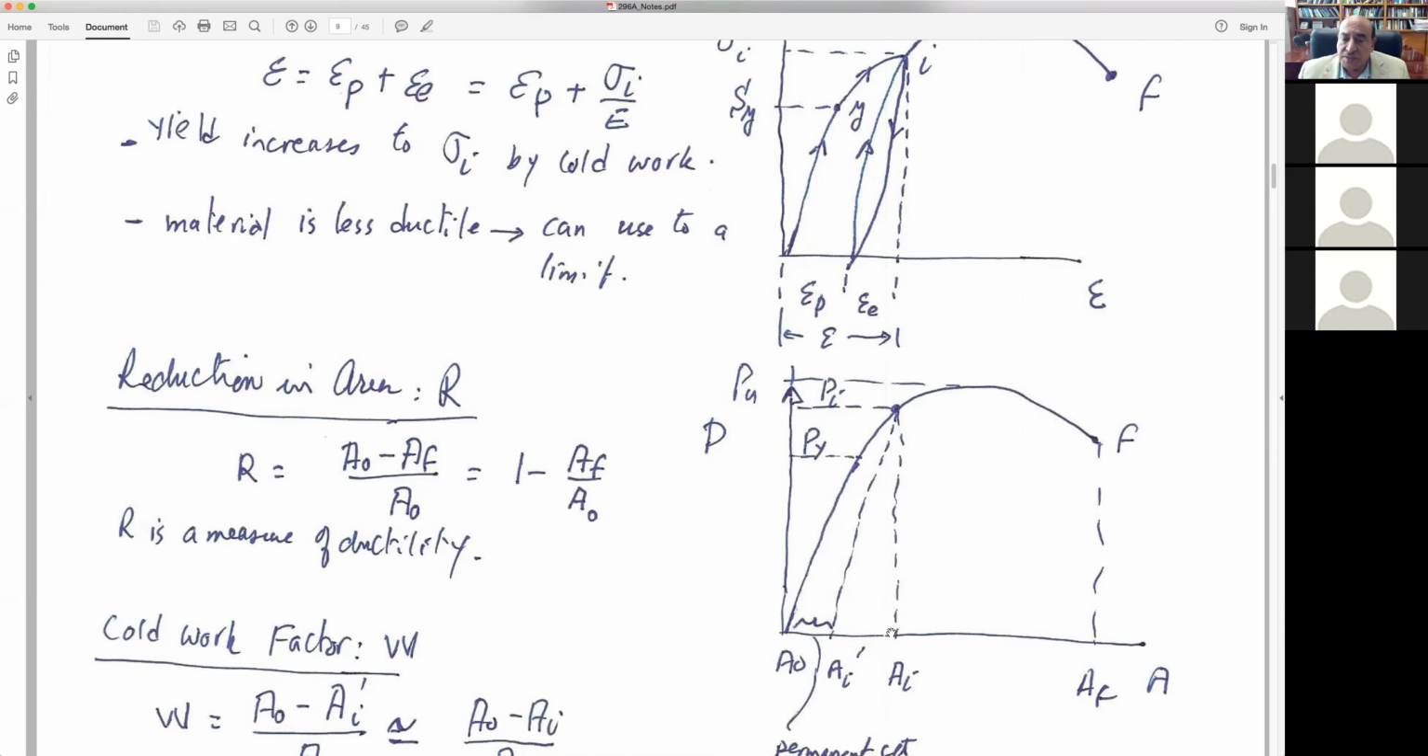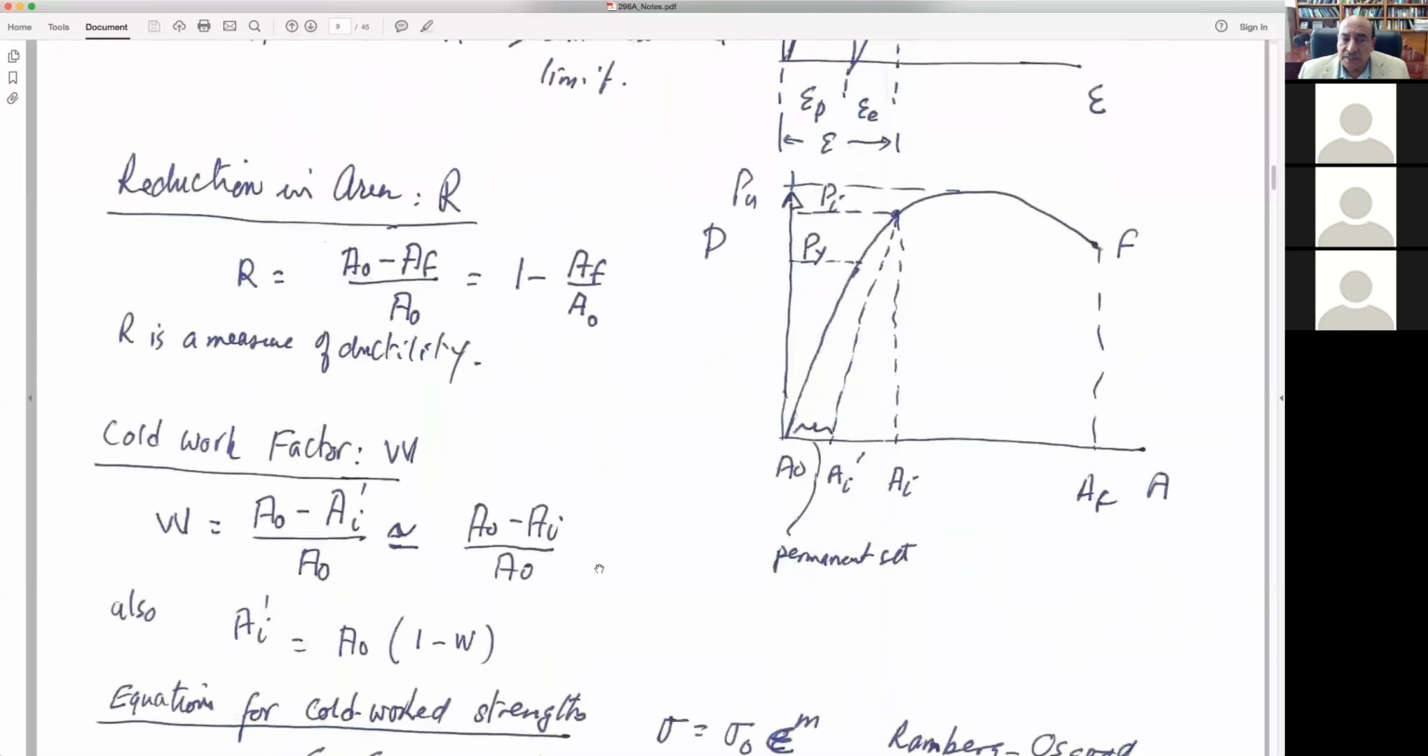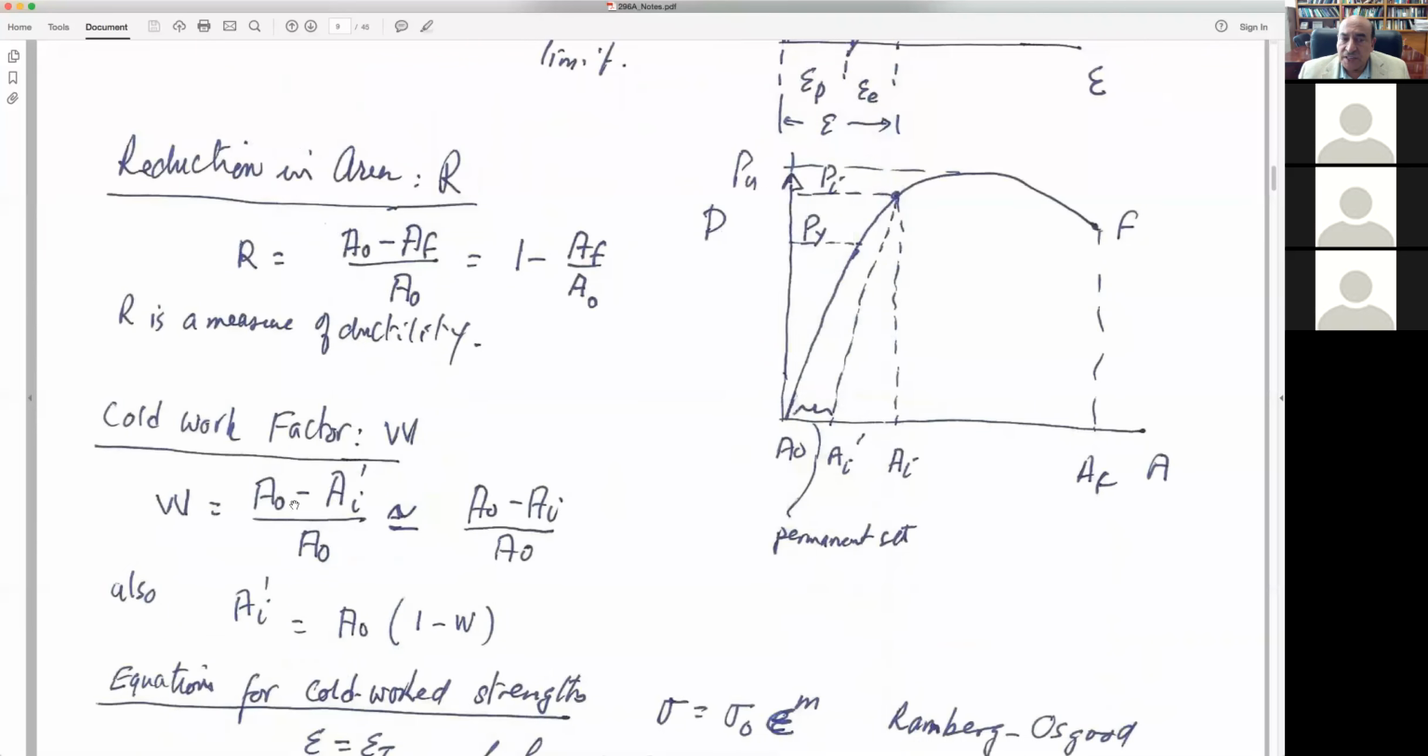For all practical purposes, we ignore the elastic recovery from Ai to Ai prime, and we define the degree of cold work, W, as the change in the cross-sectional area divided by the original. Ignoring the elastic recovery, it is (A0 minus Ai) over A0. Therefore, the new area after unloading is the original times (1 minus W), where W is the degree of cold work. If we take this to the extreme, if we pull all the way to failure so that we have a very small final cross-sectional area, this degree of cold work becomes very special and is called the reduction in area, and it's an indication of the ductility of the material.